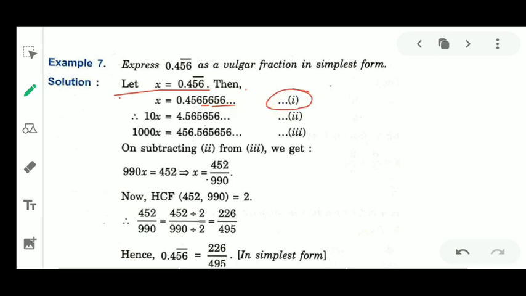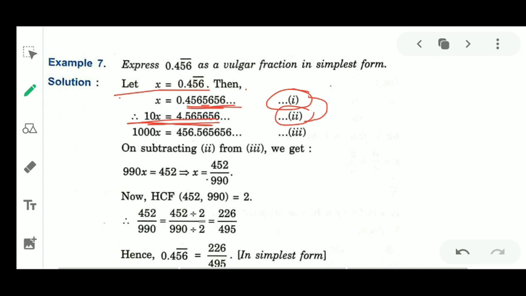Then multiply equation 1 by 10. You will get 10x equal to 4.565656. Now here you cannot subtract equation 1 from equation 2, because the decimal parts are different. So here you have to multiply equation 2 by 100, because here two digits repeat, that is 5 and 6.